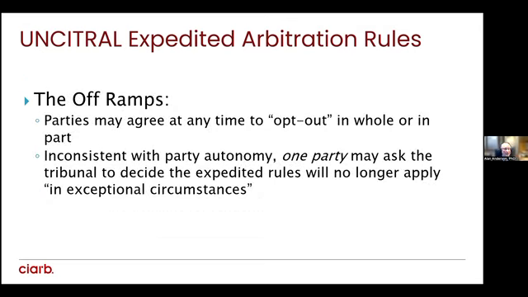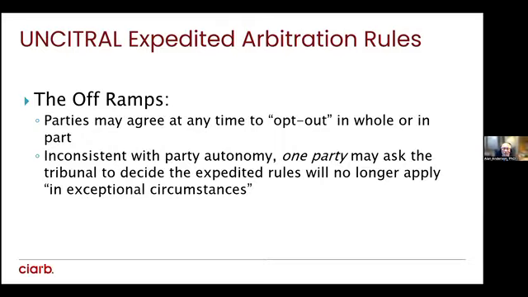What makes the UNCITRAL arbitration rules somewhat different is that there are off-ramps. Consistent with the basic foundational policy of party autonomy, the parties can opt out of the expedited arbitration rules at any time, either in whole or in part, as long as they both agree. So if they have initially agreed to the expedited arbitration rules, they can decide to modify how the rules will be applied.